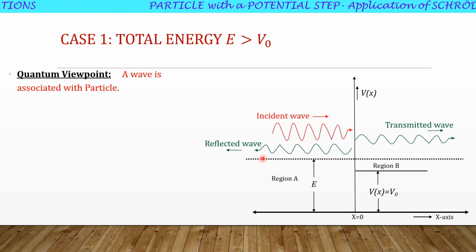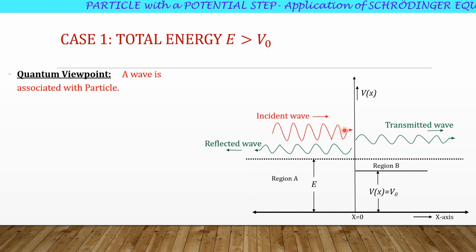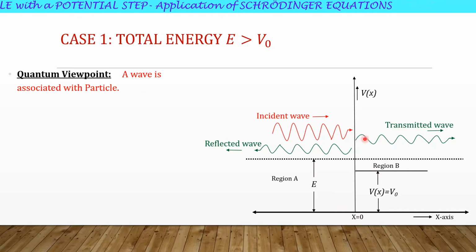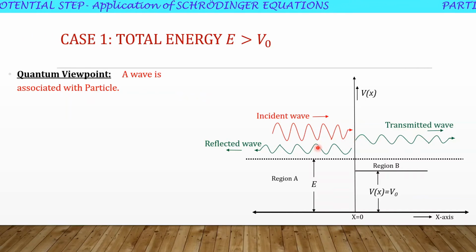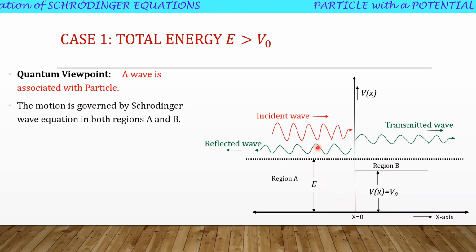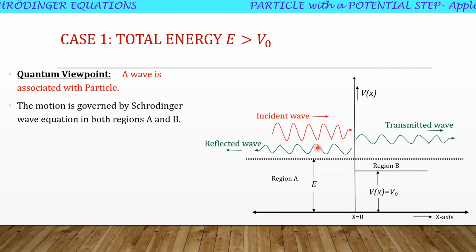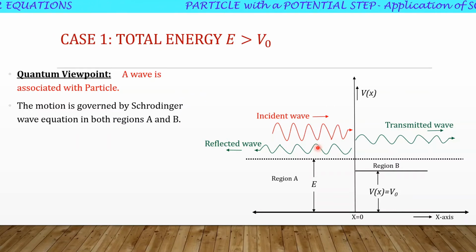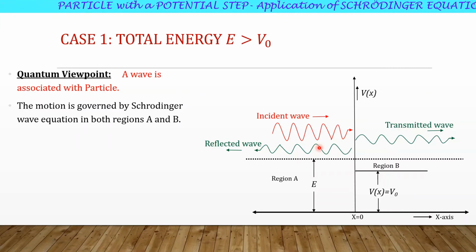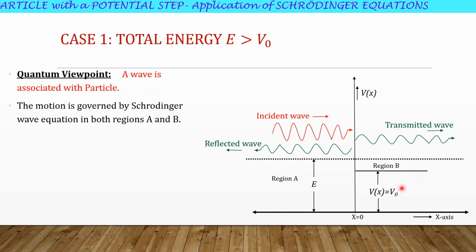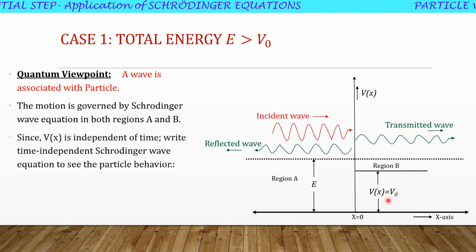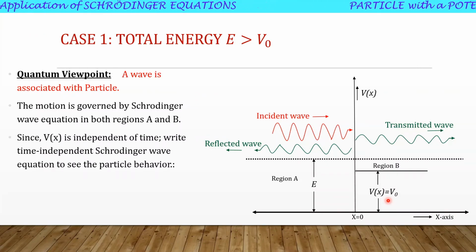And it implies that when a wave hits onto a potential wall, then along with the transmission probability, it also has a certain probability of getting reflected back. And the motion of the wave in quantum mechanics is always governed by the Schrodinger wave equation. For the solution of this problem, we have to solve the Schrodinger wave equation in both the regions A and B. You see, here the potential V(x) is equal to V naught, which is independent of time. So we will make use of the time independent Schrodinger wave equation to observe the particle motion.